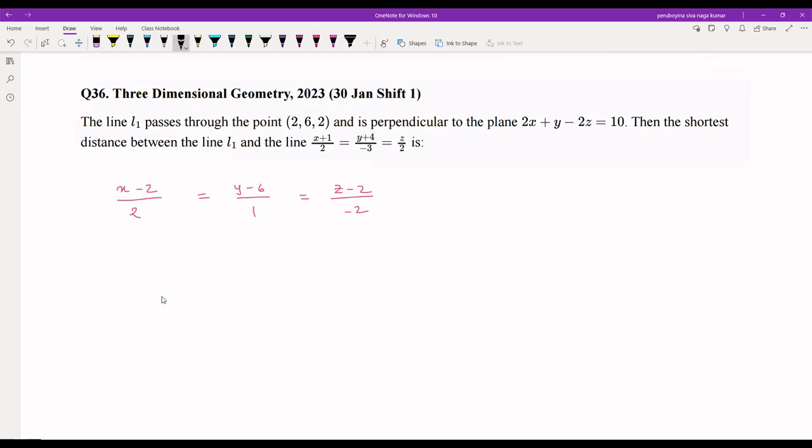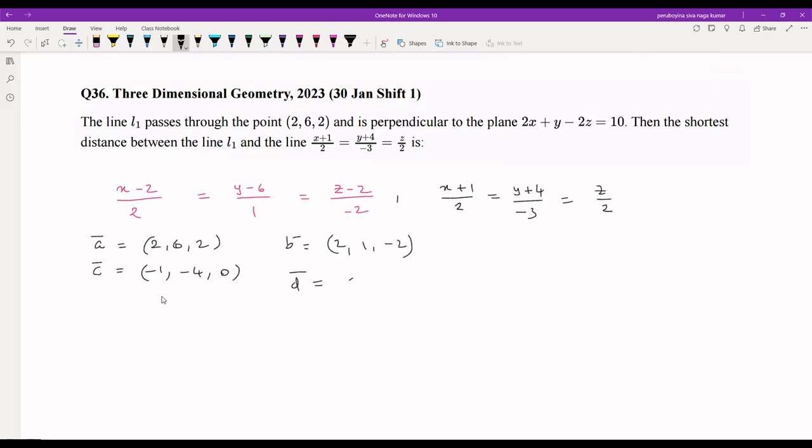Okay. And one more line is also there. He needs the shortest distance, which is x plus 1 by 2 equal to y plus 4 by minus 3 equal to z by 2. So from this, you can write a bar is equal to 2, 6, 2, and c bar equal to minus 1, from the second line, you can get that information, and 0. And b bar is the DRs of the first one, 2, 1, minus 2, and d bar is 2, minus 3, and 2.